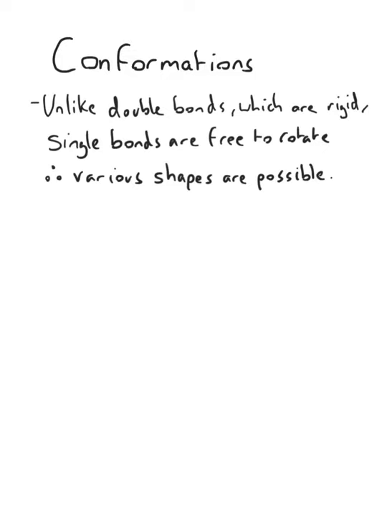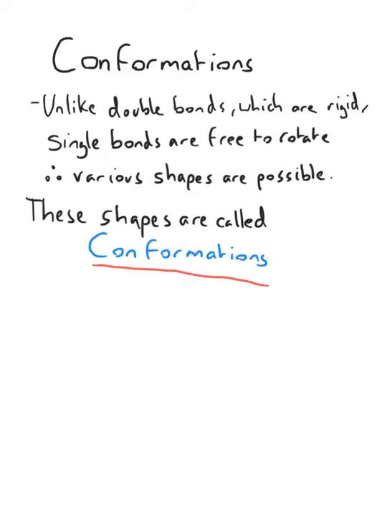This video is on conformations. Unlike double bonds, which are rigid and create a stereocenter, single bonds are free to rotate. Therefore, various shapes are possible. These shapes are called conformations.